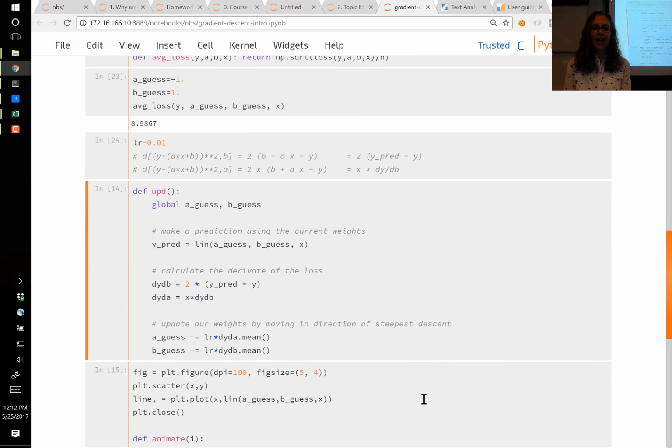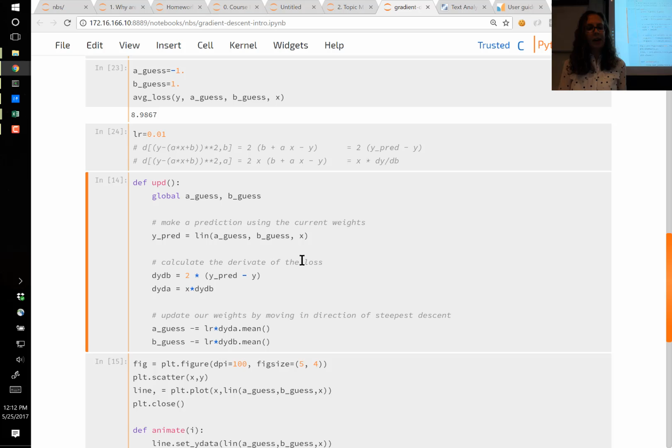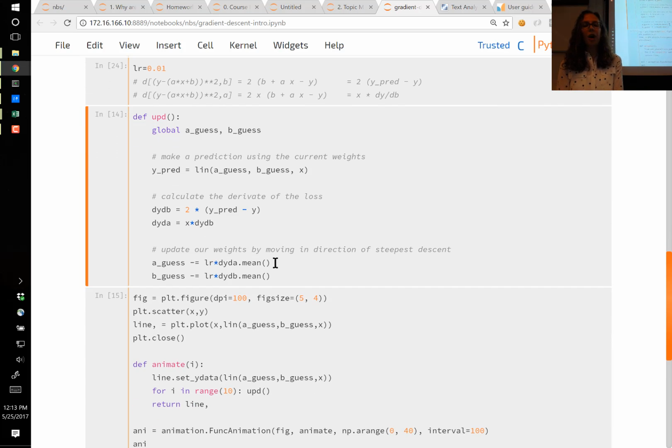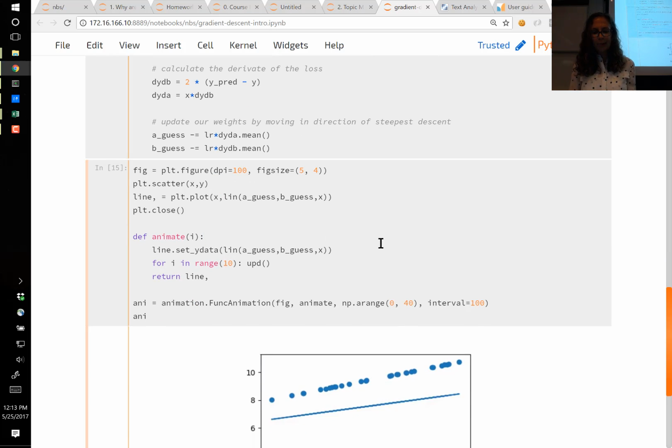And then each time we update, what we'll do is make predictions using our guess for a and our guess for b. We know what the derivative of the loss is, since this is the derivative of sum of squared errors. So we're using that derivative. And then we're updating our guesses, a and b.